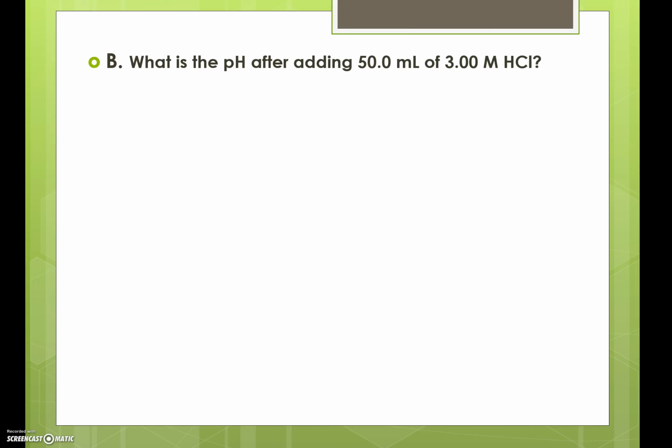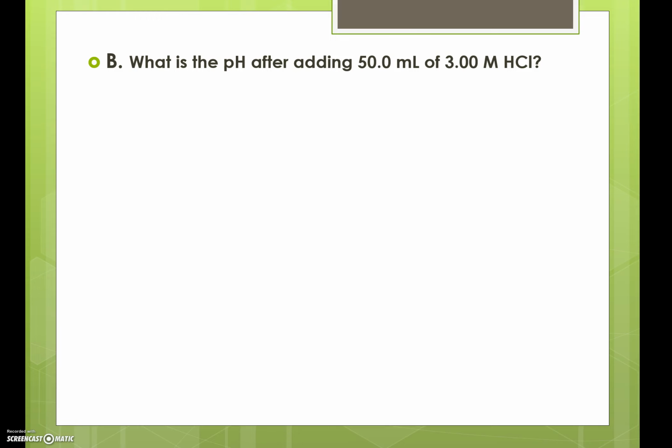Now what we're going to do is we're going to add 50 milliliters of 3 molar hydrochloric acid to our buffer solution and see how that affects the pH. And again, what we're going to want to do is list the major species that are in the solution, decide what reaction will dominate, and remember that the goal of an acid meeting a base is to neutralize.